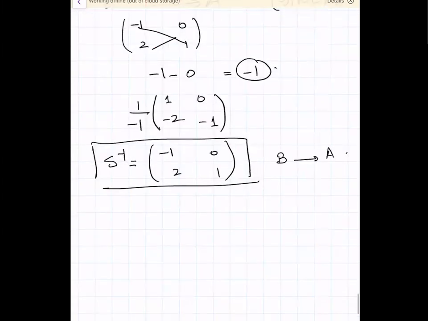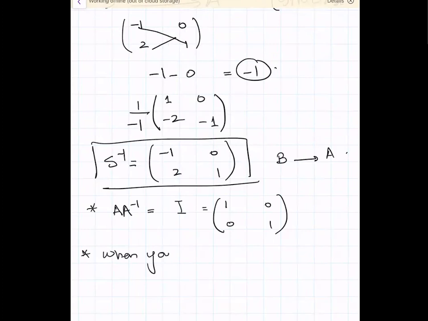A few rules of matrices. When you multiply the matrix by its inverse matrix, the answer is always the identity matrix. What is the identity matrix? It's 1, 0, 0, 1. When you multiply a matrix by identity matrix, it does not change.